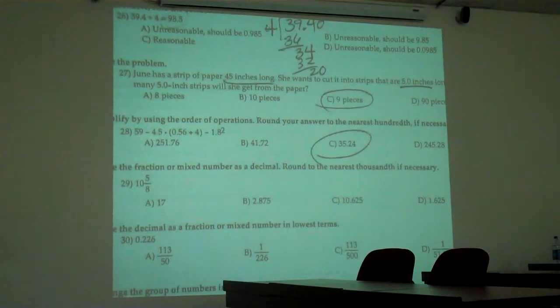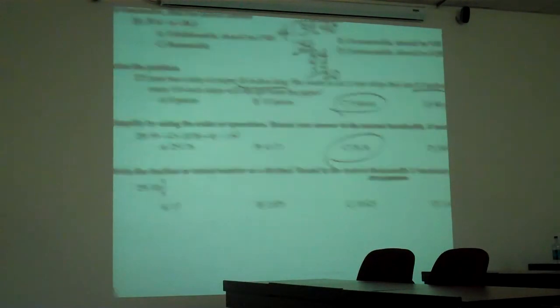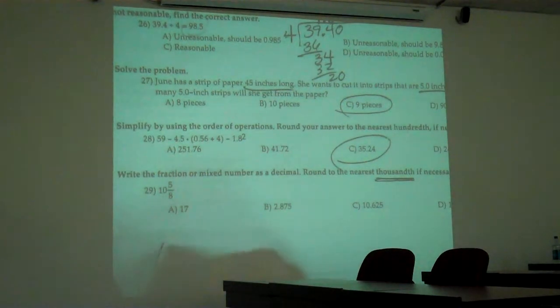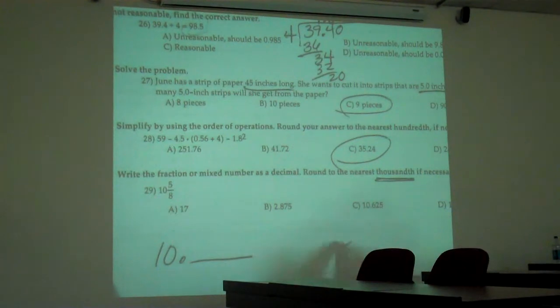Okay, write a fraction or mixed number as a decimal. Round to the thousandth if necessary. Okay, 10 5/8. The 10 part you don't need to change. It'll be 10 point something. 5/8 you need to put 5 divided by 8.